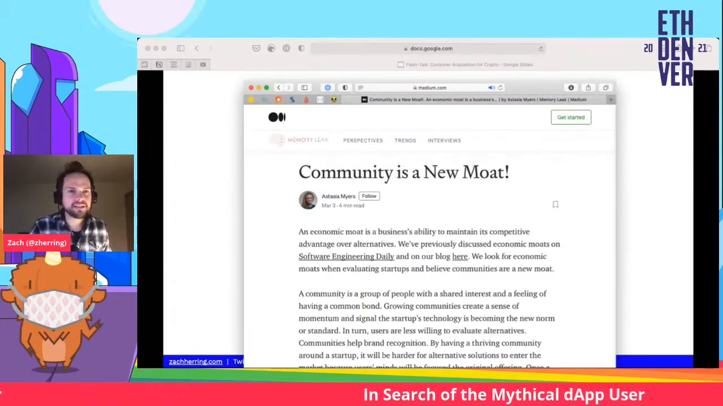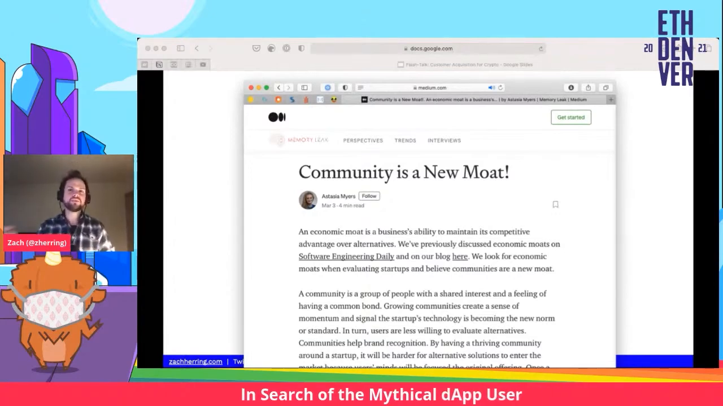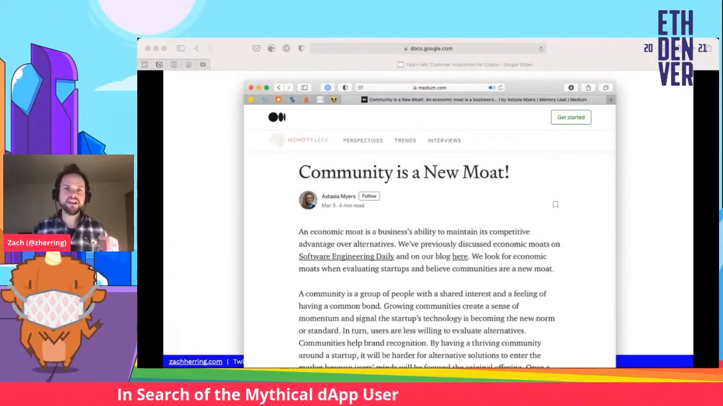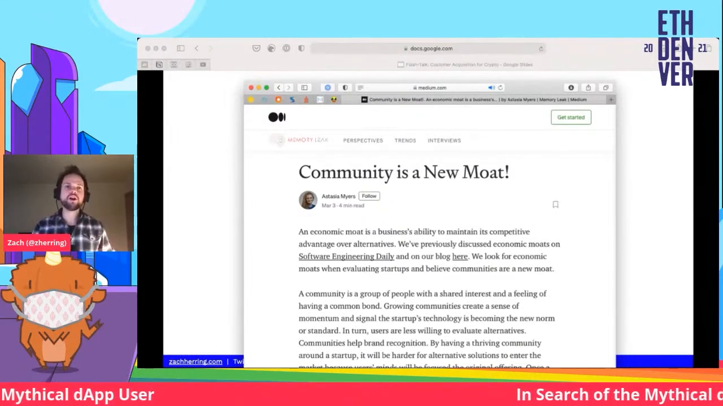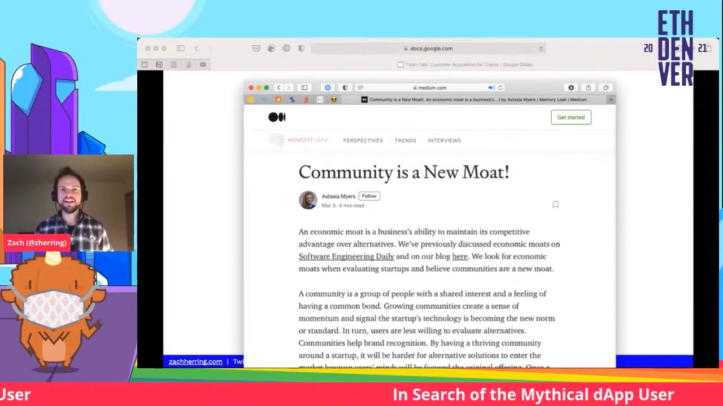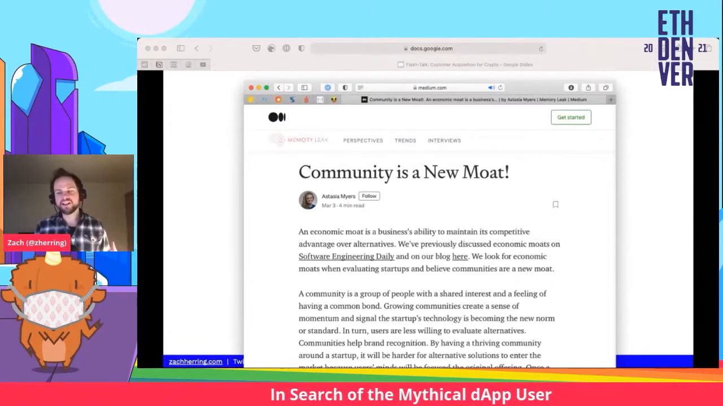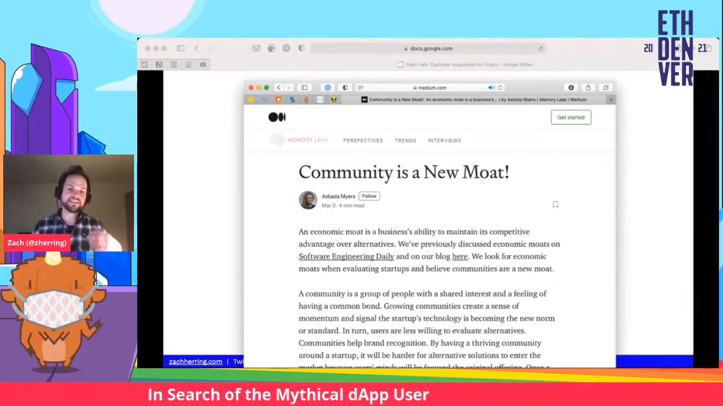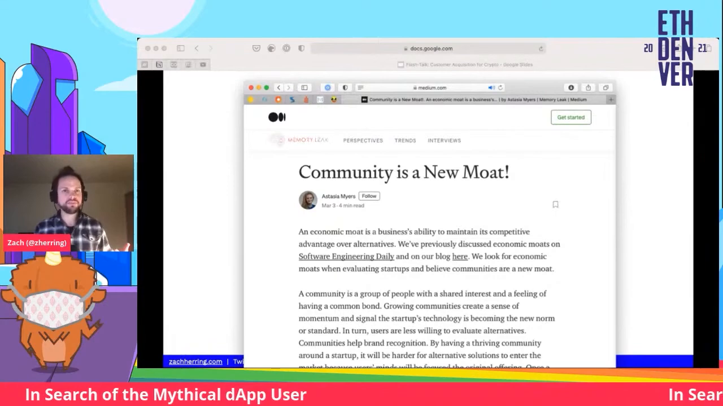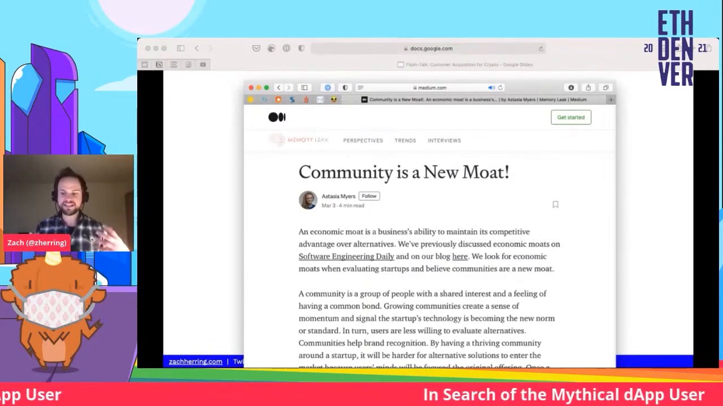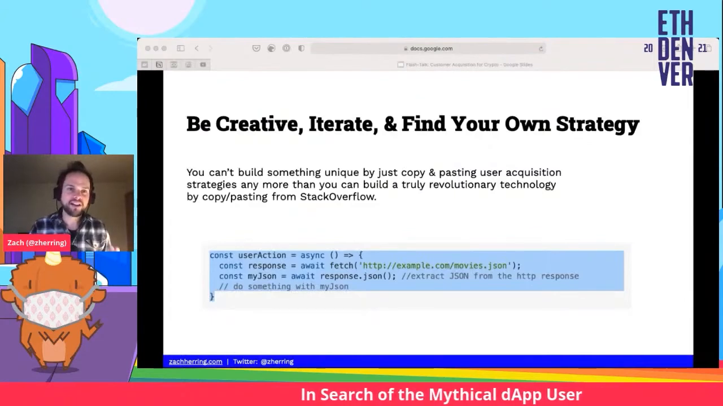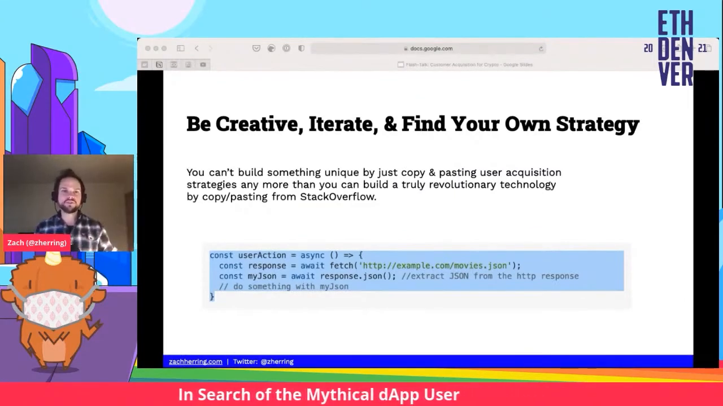I think I've got 2 minutes or a minute and a half, so I'm just going to rip through these. Community is the new moat. This is especially true in an open source and opt-in protocol level where people can just fork your product and then go build something else. This is how you start building the community, by actually talking to users and building responsively in terms of their needs. And then finally, be creative, iterate, and find your own strategy.